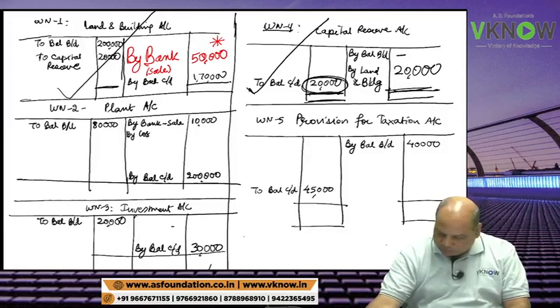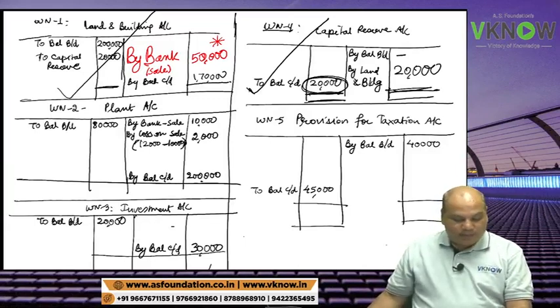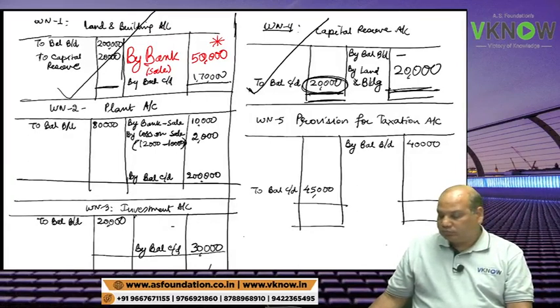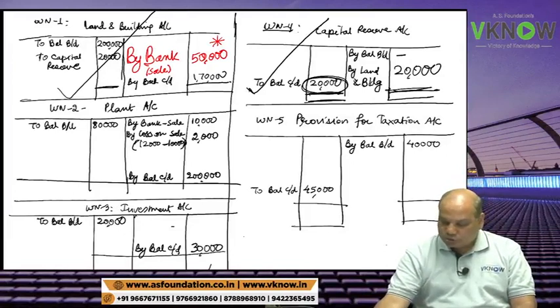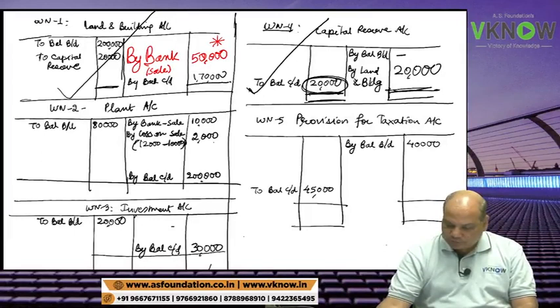And by loss on sale. 12,000 was WDV, and for 10,000 rupees you have sold, so the loss must be 2,000. 12,000 was WDV, for 10,000 you have sold. So 2,000 rupees is loss.